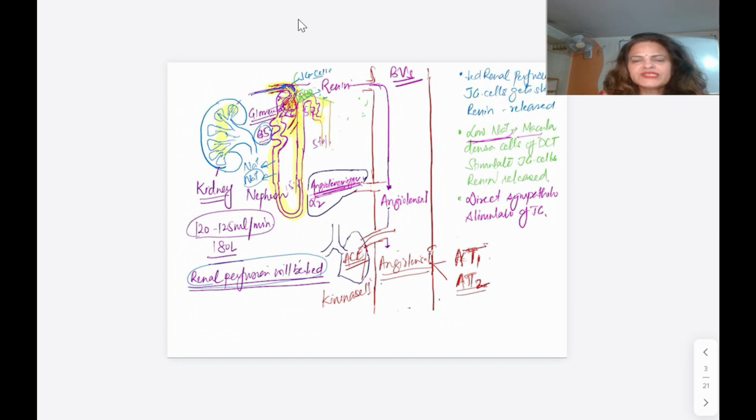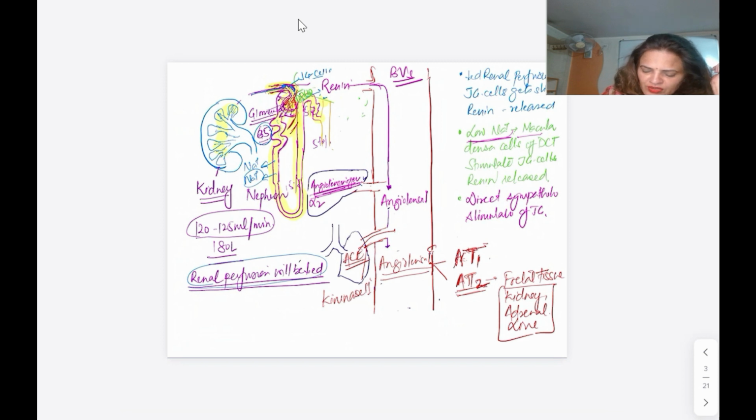And the AT2 receptor is mainly present in the fetal tissue, and in the adult you can find it in the kidney, in the adrenals, the liver. So these are the few sites of the AT2 receptor, whereas the AT1 receptor, this angiotensin 2, is going to act on it, and it is going to produce what all actions by activating the AT1 receptor.